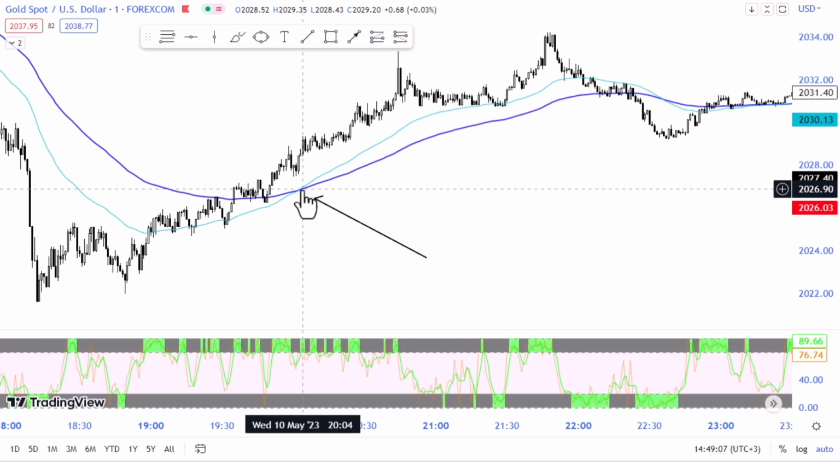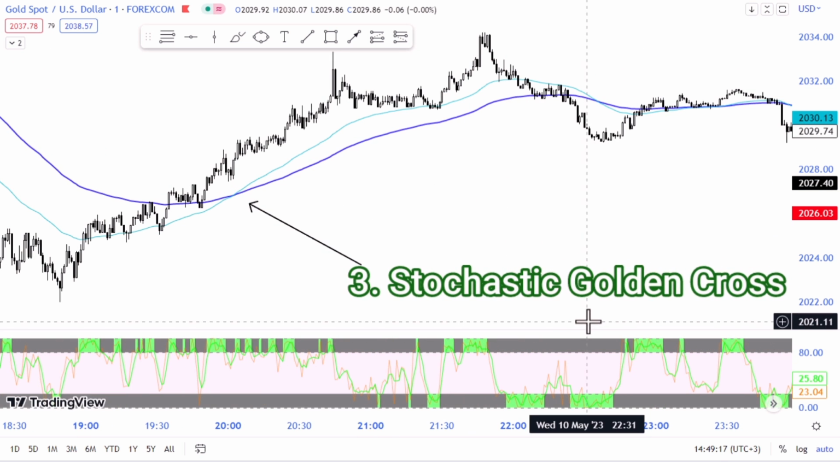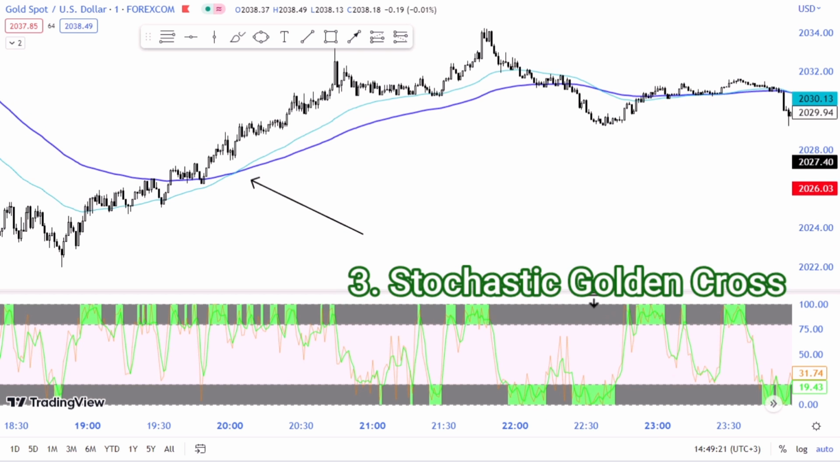So first, the golden cross for the long trade. Second, we have to wait for a pullback. Next, we go down here to our stochastic oscillator. Let me make it bigger. Yeah, in this case here.